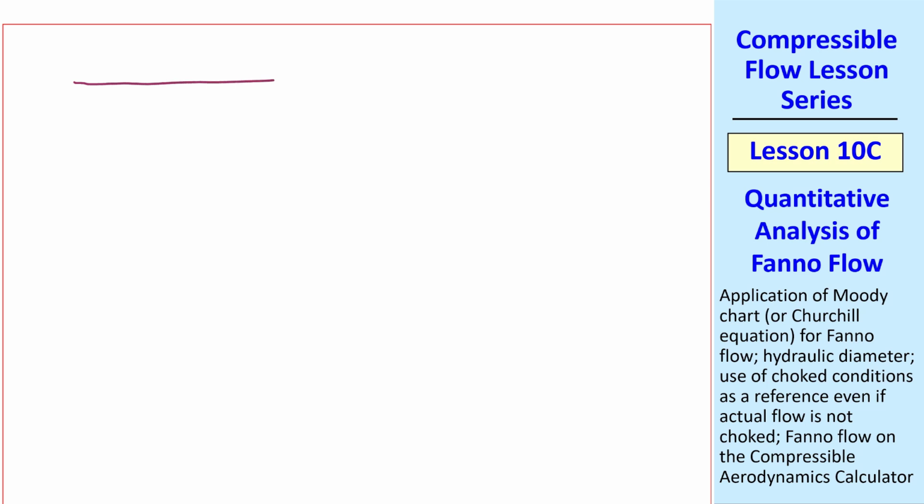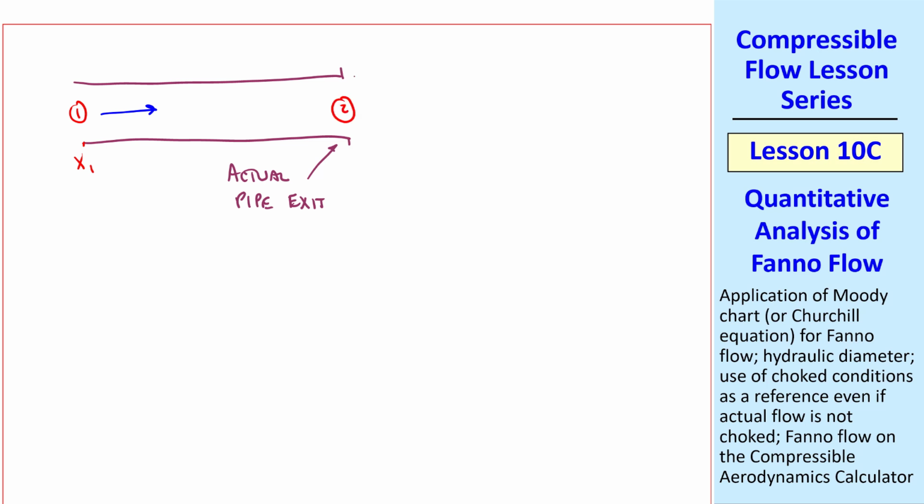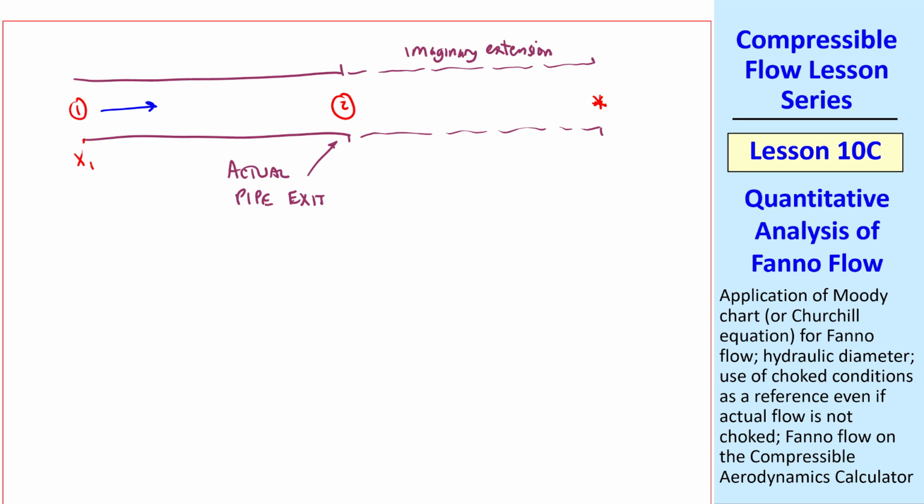So for example, consider a pipe with state 1 at x1, flow from left to right as usual, and let's suppose that this is the actual pipe exit, which is our state 2. Well, we'll imagine an extension of this pipe to a new imaginary exit where we have star conditions, sonic or critical, at this imaginary exit. So this location is x2, and this we can call x star.